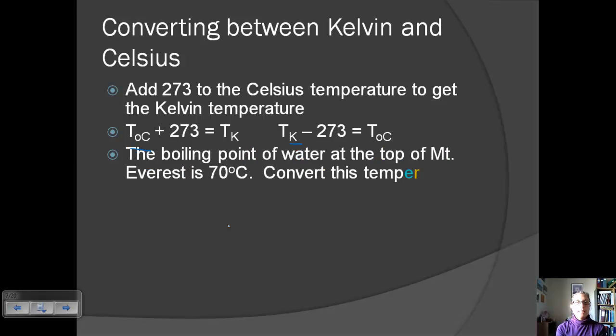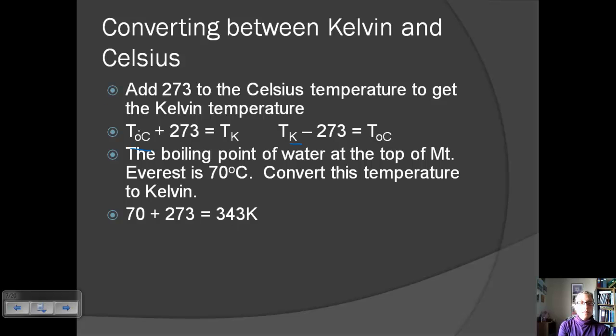So let's look at an example. The boiling point of water at the top of Mount Everest is 70 degrees Celsius. We want to convert this to Kelvin. Well, we know that degrees C plus 273 gives us Kelvin, and so we take our degrees C plus 273, and that gives us 343 Kelvin.